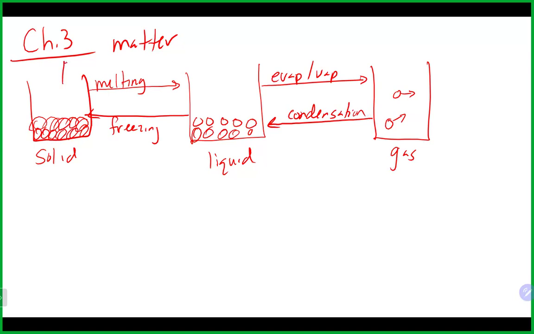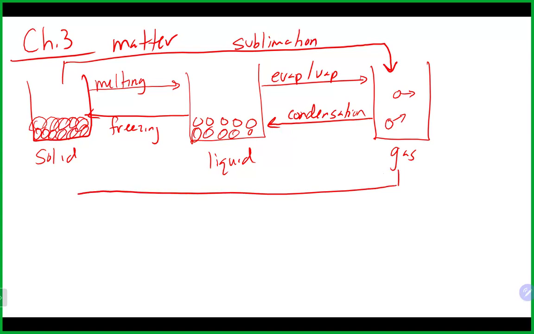We could go directly from solid, skipping the liquid, and go directly to gas. That is sublimation. We could also go backwards, gas, skipping the liquid, back to solid. That is deposition. Remember that these phase transitions actually occur at the same temperature.